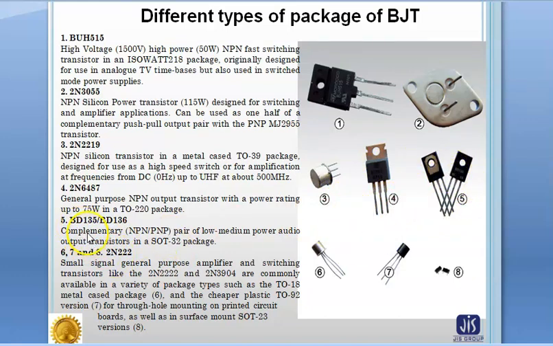And this is the BD135 or BD136 package. These are a complementary pair of low to medium power audio output transistors in a SOT32 package. And another package type is the 2N222 package. These transistors are used in small signal general purpose amplifiers and also as switching transistors. So these are the different packages of BJT.